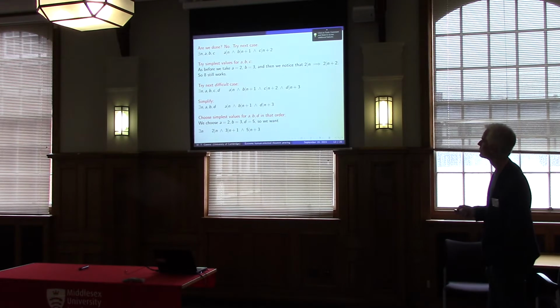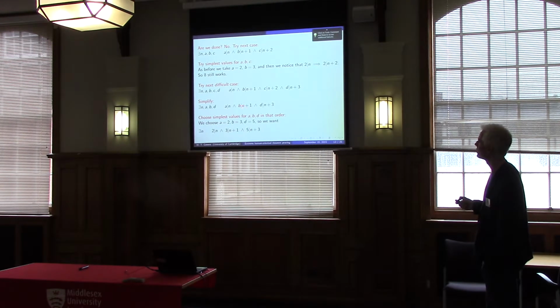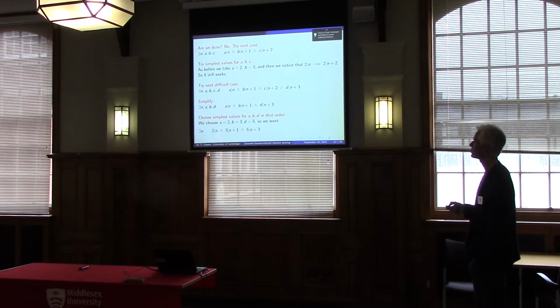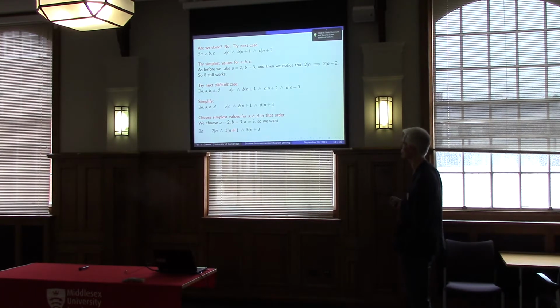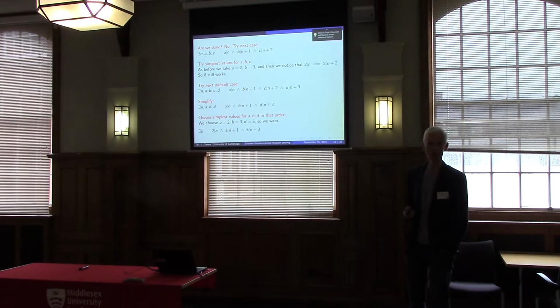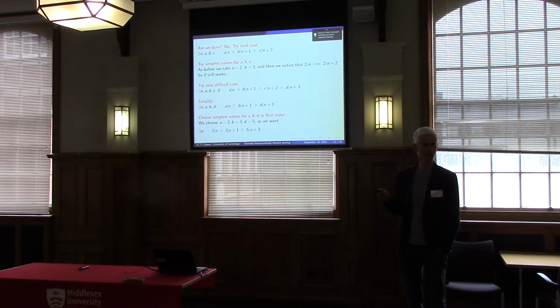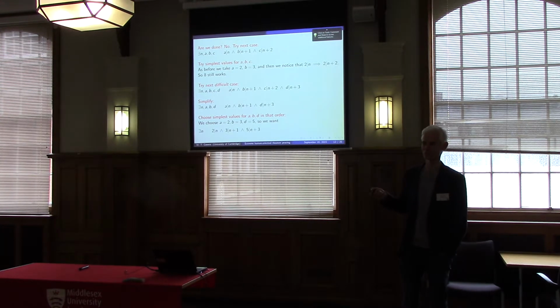And so now we see that if you choose 2 for A and 3 for B, you can't choose 2 or 3 for D, or 4 for that matter. So the next possible one is 5. So can we find an n such that 2 goes into n, 3 goes into n plus 1, 5 goes into n plus 3?